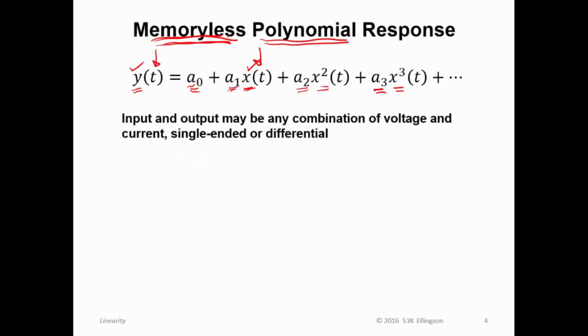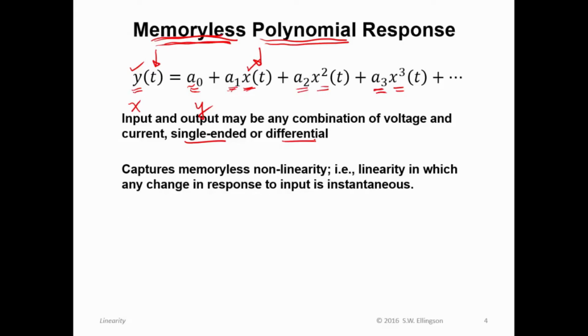Again, the input and output, x being the input and y being the output, can be any combination of voltage and current. So x could be a voltage and y could be a voltage, or x could be a voltage and y could be a current, or x could be a current and y could be a voltage, and so on. Also, this whole model works regardless of whether the two-port is single-ended or differential. This is a minor issue. In fact, we'll return to this as the last topic in this lecture.